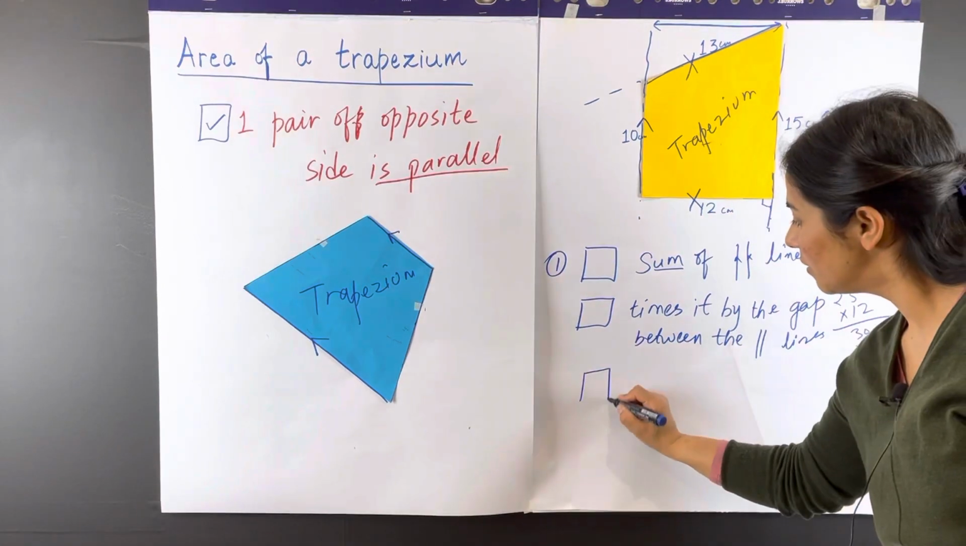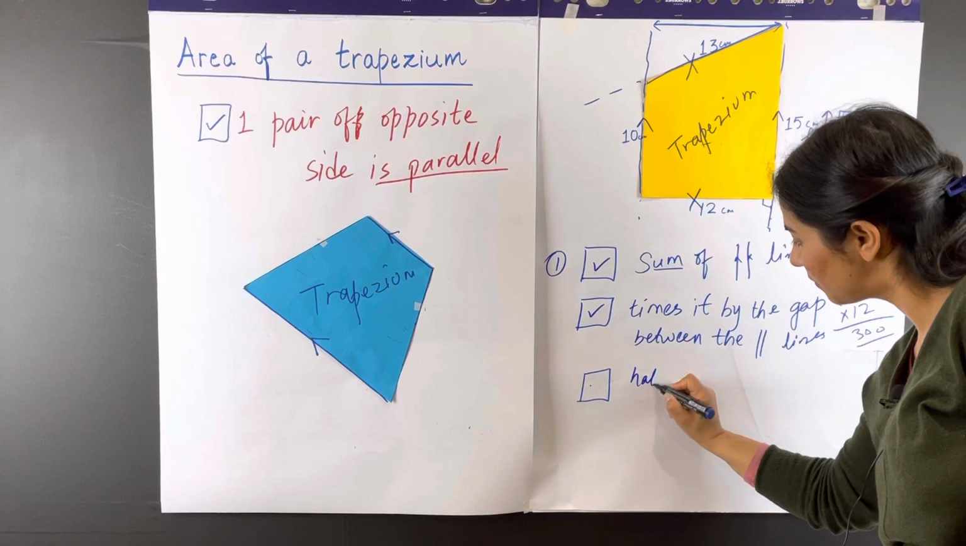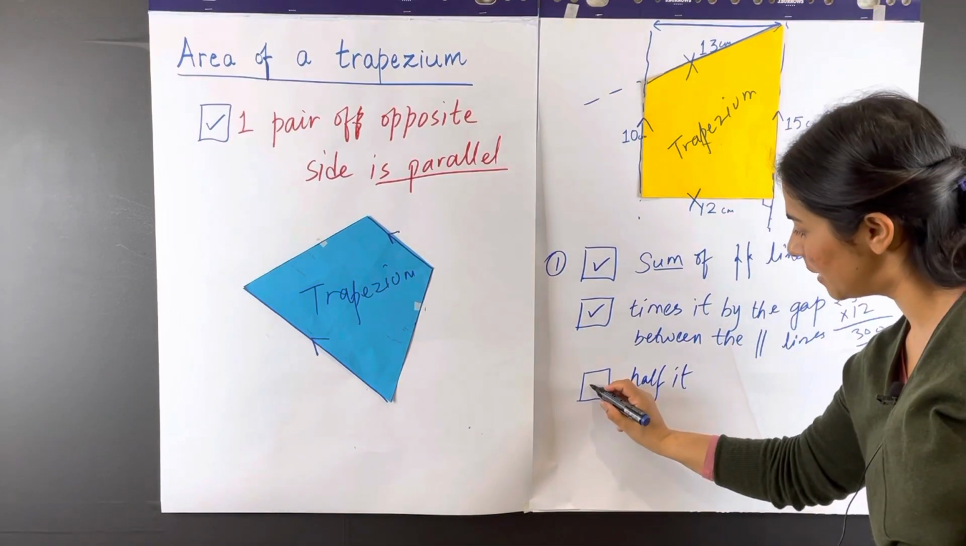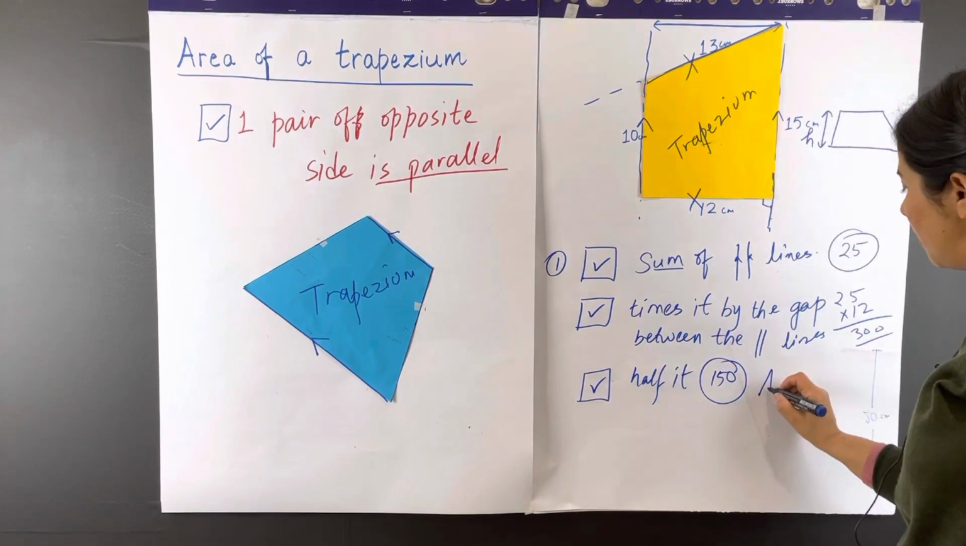The last bit, we have done this. Step 3, you have to half it. Whatever answer you have got in the previous step, you have to half it. And how do you half it? 300's half is 150, and that's your area.